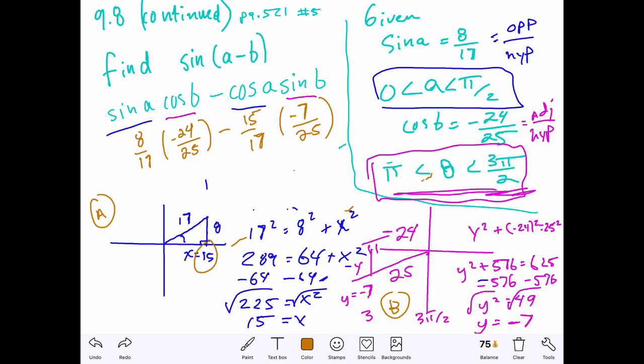Okay, and so that's going to be, when I multiply it out, negative 192 over 425. And then two negatives here make that positive, plus 105 over 425 when I multiply across numerators and denominators. And that gets me to negative 87 over 425.